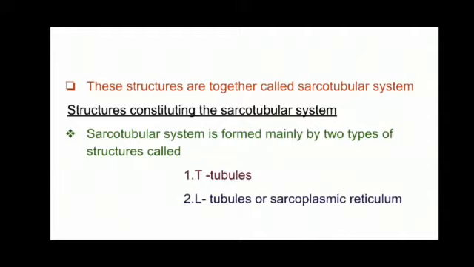Structures constituting the sarcotubular system. Sarcotubular system is formed mainly by two types of structures called 1. T tubules, 2. L tubules or sarcoplasmic reticulum. Diagram showing T and L tubules.